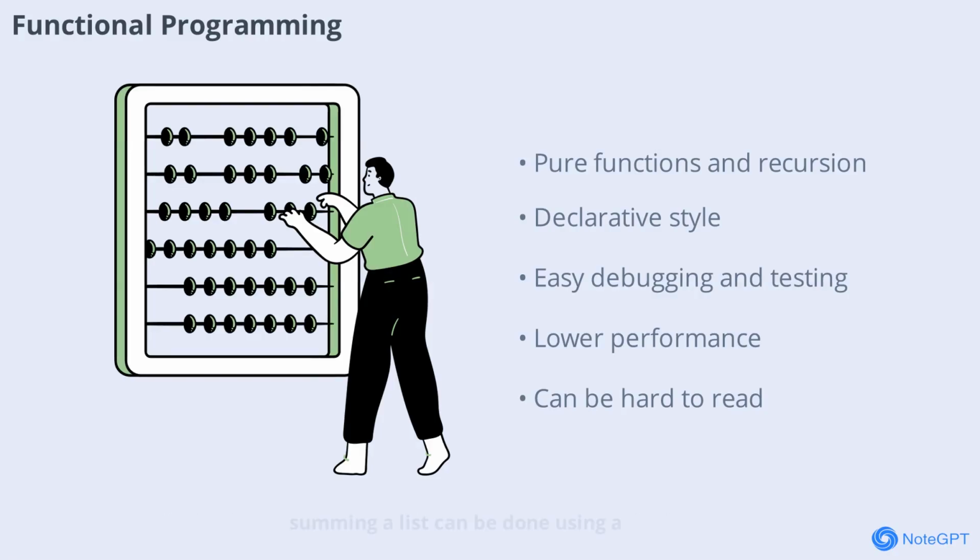For instance, summing a list can be done using a recursive function or with the help of Python's functools.reduce and a lambda expression. Functional programming is a powerful tool in your Python toolkit, especially when you need concise and expressive code.